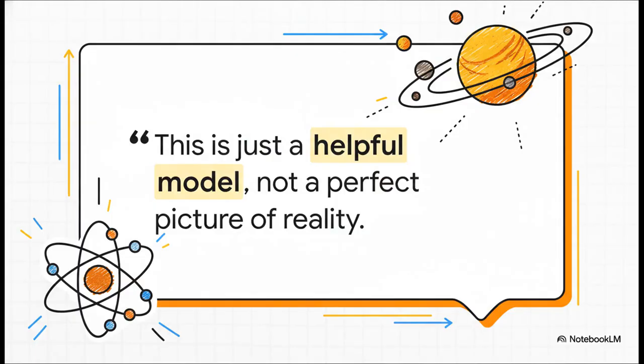Now, this is a really, really important point. While that solar system idea is fantastic for getting the picture in your head, it is a simplification. In reality, electrons are a lot weirder than planets. But as a tool for understanding the basics, this model is absolutely brilliant.